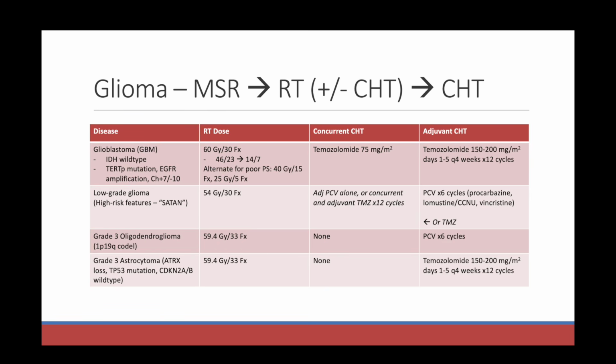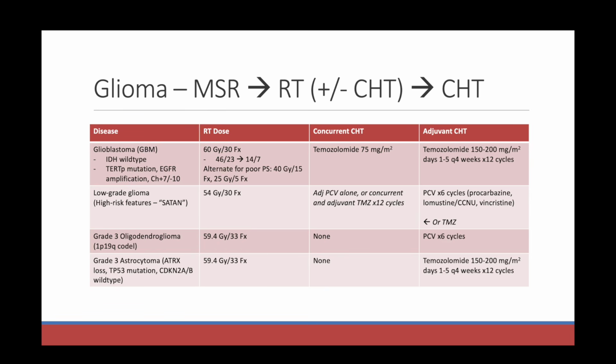The other types of gliomas are low-grade gliomas, and then the grade 3 gliomas, management is a little bit different based on if it's an oligodendroglioma or an astrocytoma. So low-grade gliomas, there can be an argument to observe them, knowing that they are at risk of recurrence and also progression. But especially if they have high-risk features, which are the Satan criteria.